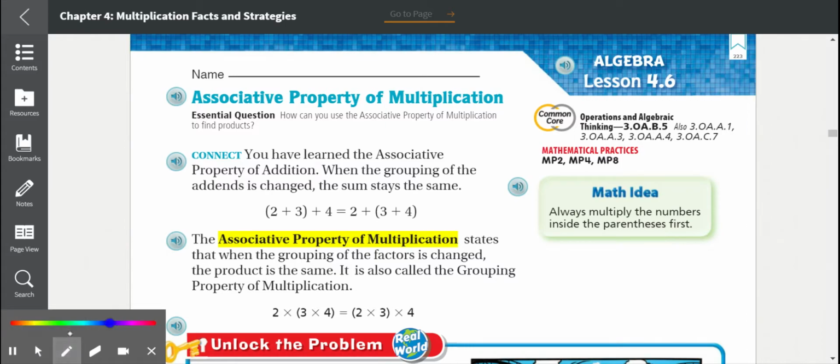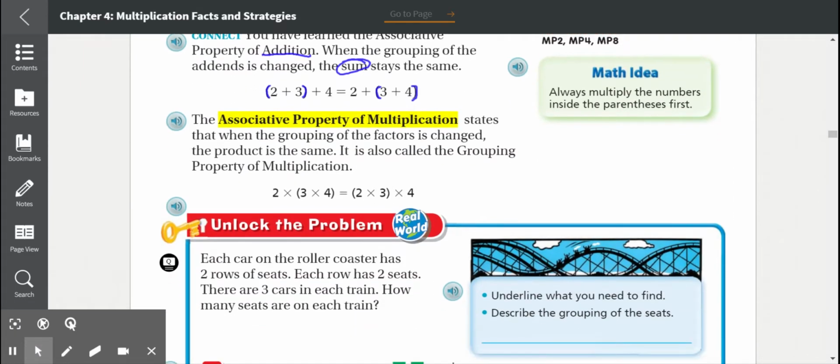So this is the second time we are seeing this property. The first time is when we saw it with addition, the associative property of addition. When the grouping of the addends is changed, the sum stays the same. So we have 2 plus 3 plus 4 equals 2 plus 3 plus 4. But what changed was the parentheses. We can also call this the grouping. And when we change the grouping, the sum stays the same. Just like when we do multiplication. When we change the grouping, the product stays the same.